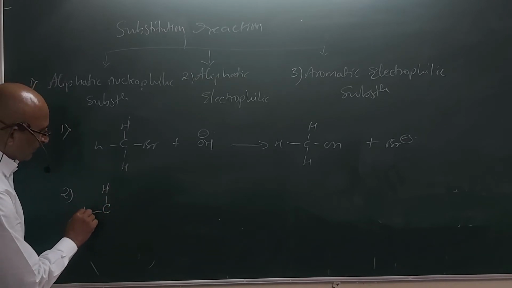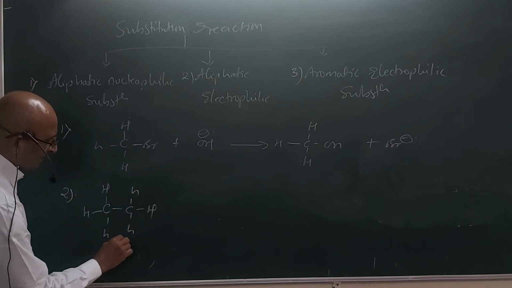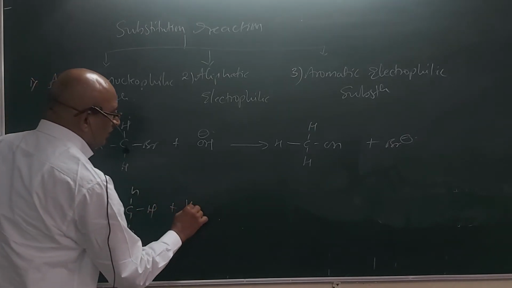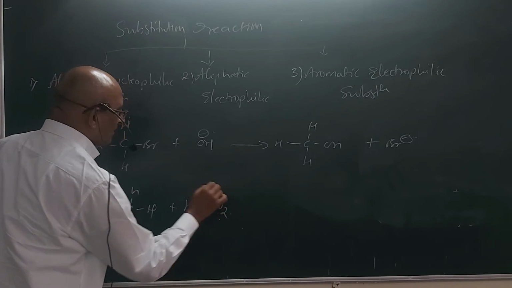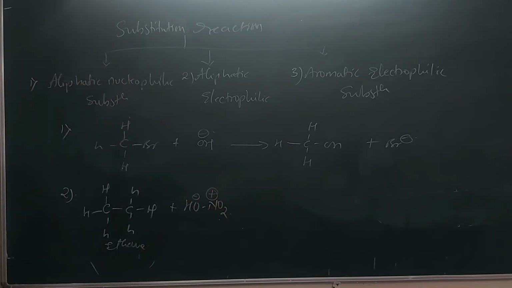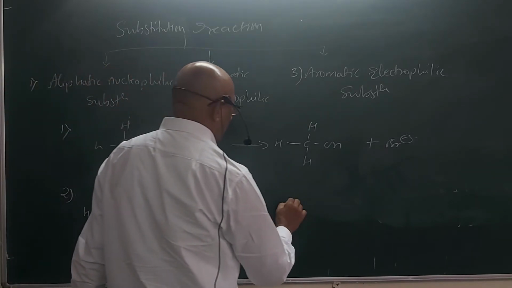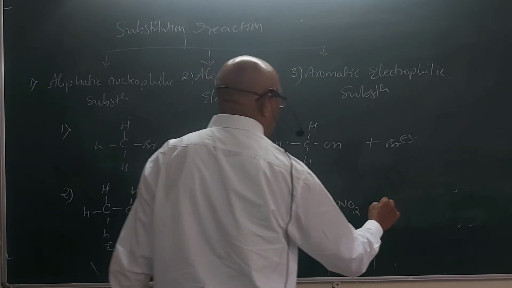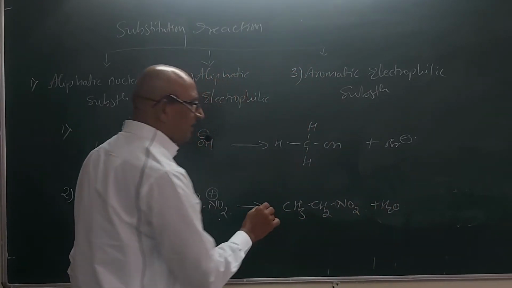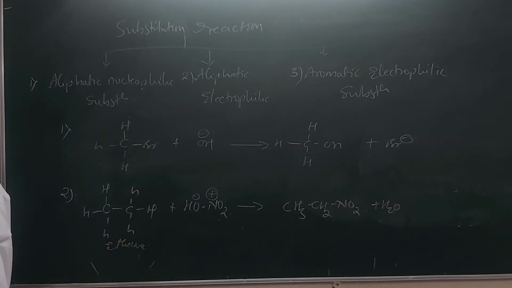hydrocarbons. Here the aliphatic electrophilic substitution is the reaction in which ethane, that is the alkanes, on reaction with concentrated nitric acid, where you get OH minus and NO2 plus, gives a simple formation of nitroethane plus H2O. So this is a simple aliphatic electrophilic substitution reaction.